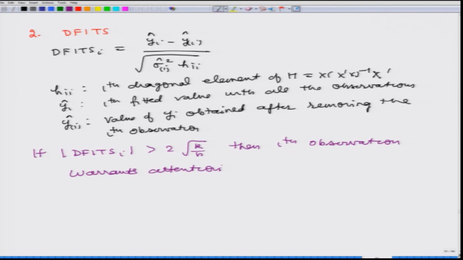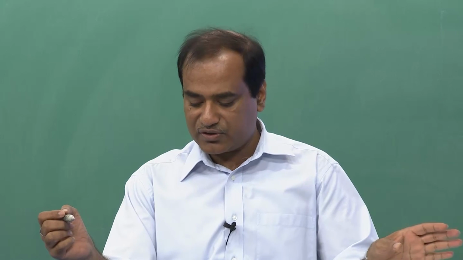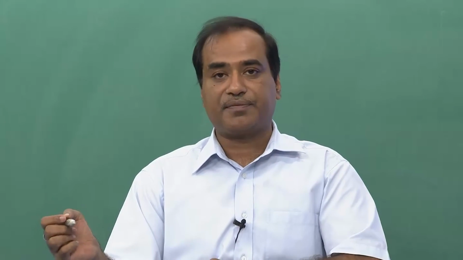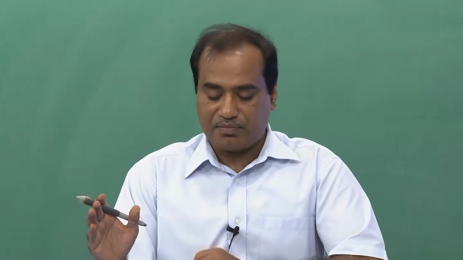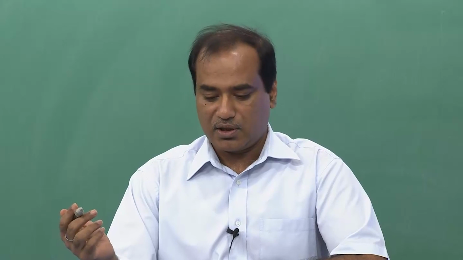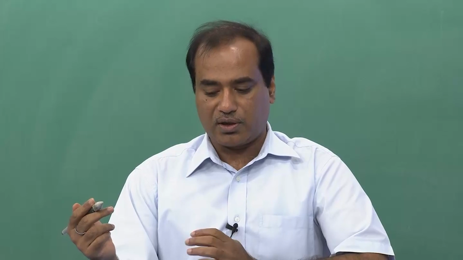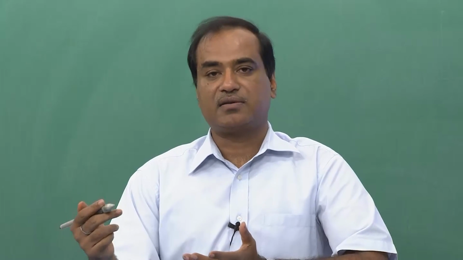One thing to keep in mind for DFBETAS and DFFITS is that the guidelines we have given here, twice the square root of k by n, and earlier 2 by square root of n, are only guidelines. In practice you may have to look into your data and then take a corrective decision. So we stop here, and in the next turn we will try to consider some more diagnostics and some graphical detection procedures. Till then, goodbye.